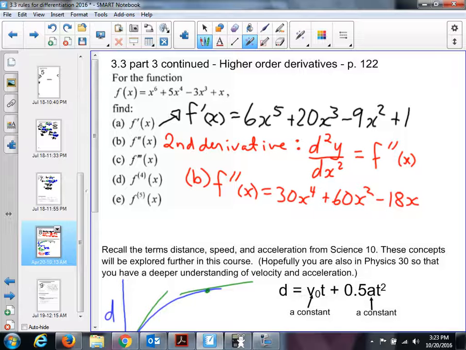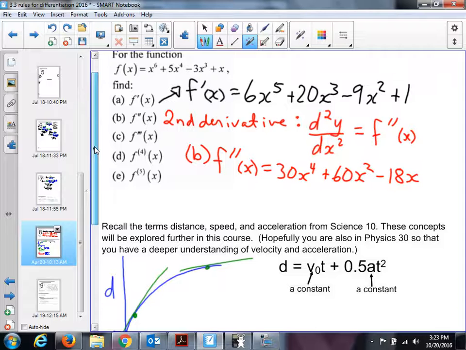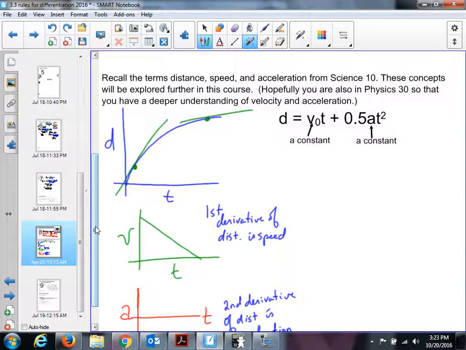So typically, though, first and second derivatives are what we're after, because they have more applications with problem solving. Why would you study these things? Well, here's one example, I'll just mention it. Recall the terms distance, speed, and acceleration from Science 10. You might or you might not. It's been a while. These concepts will be explored further in this course. Hopefully you're also in Physics 30 so that you have a deeper understanding of velocity and acceleration.